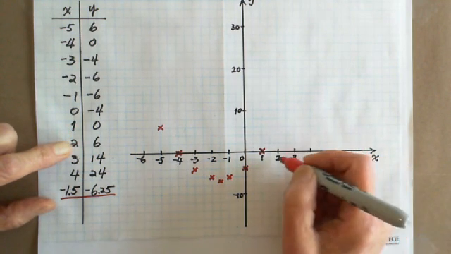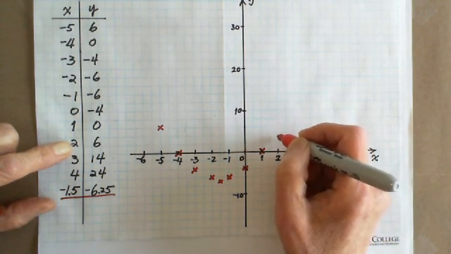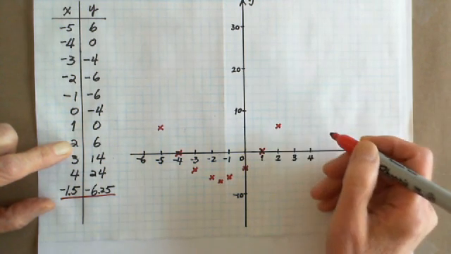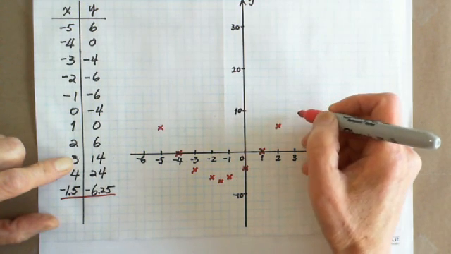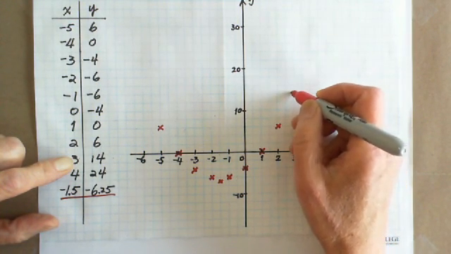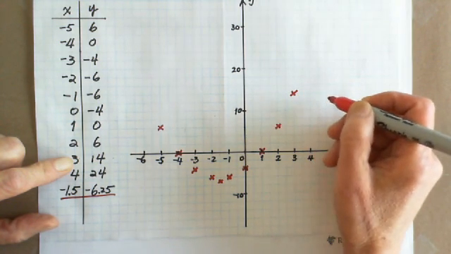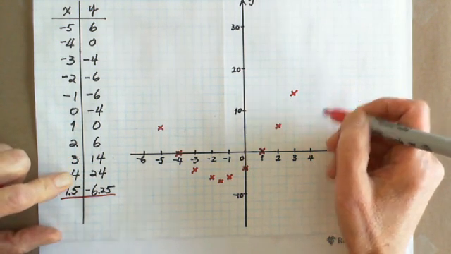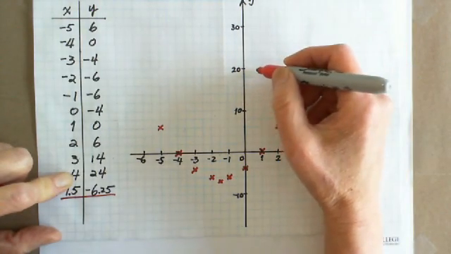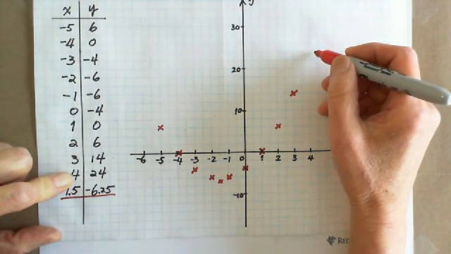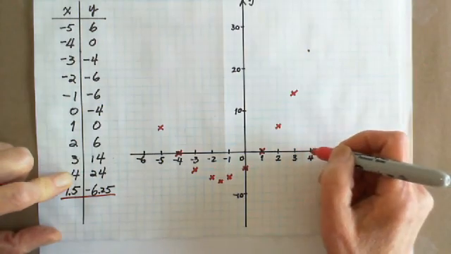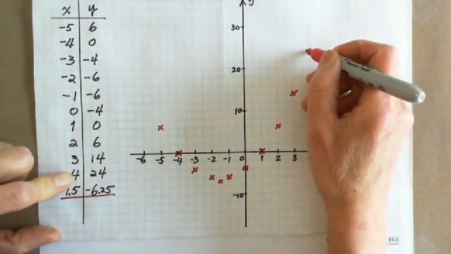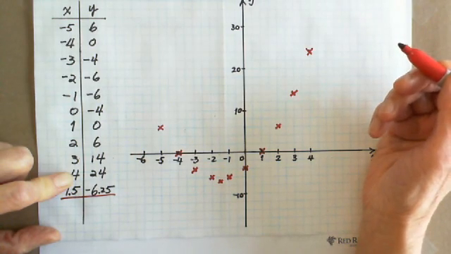And x equals 1, y equals 0 here. X equals 2, y equals 6: 1, 2, 3 units here. X equals 3, y equals 14. This is 10, 14, 2 units up. And x equals 4, y equals 24: above 20 there are another 2 units. So we have this point here. This is 4, this is 24 here. That's enough for us, right?